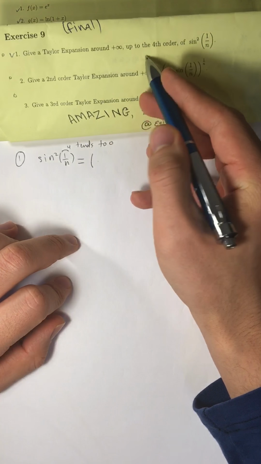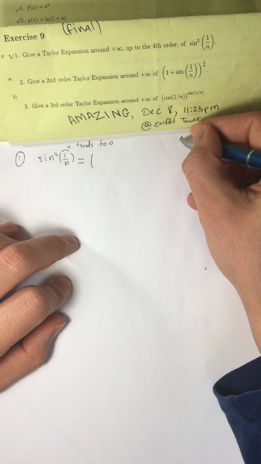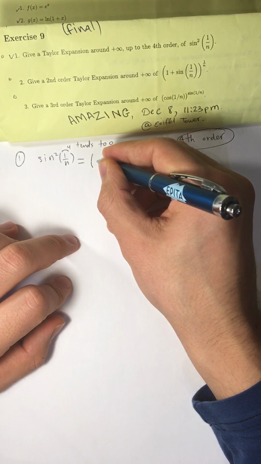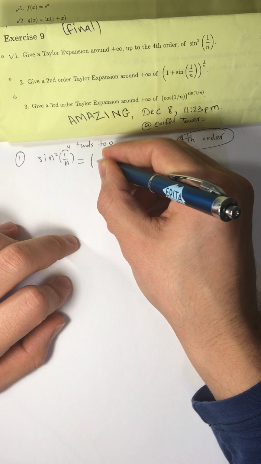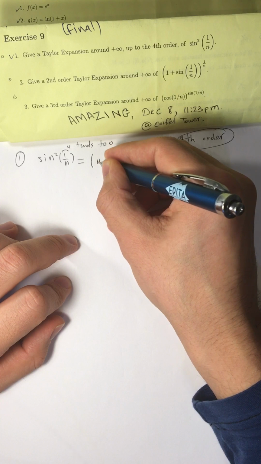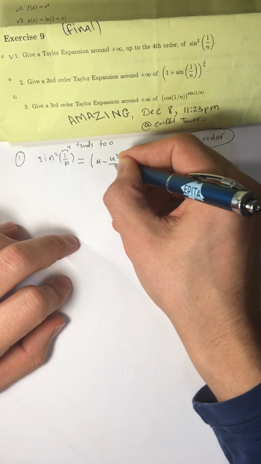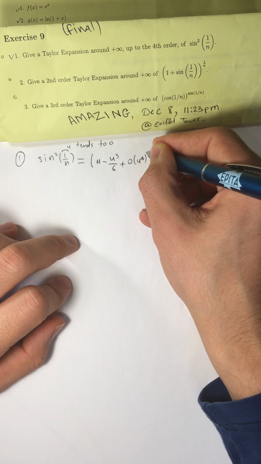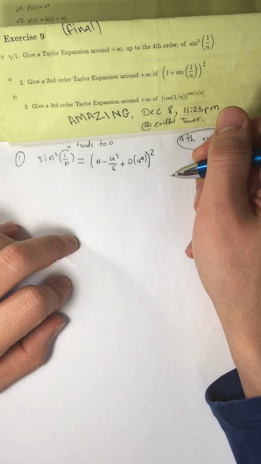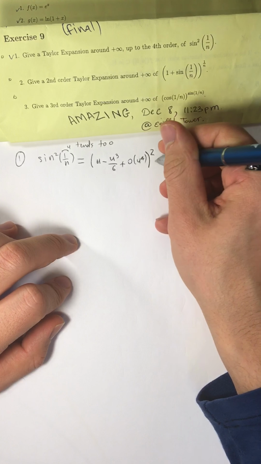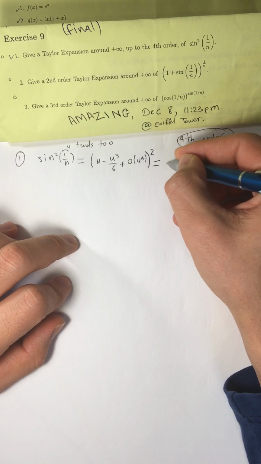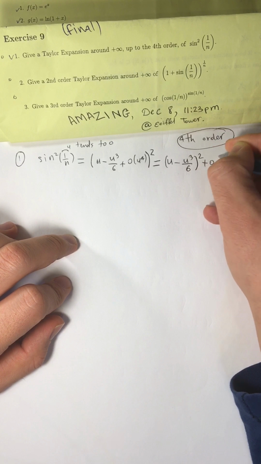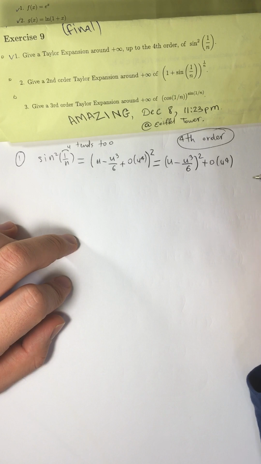what's the question? Well, fourth order, right? So I'm going to say fourth order here. According to the question, basic formula number 4, you are going to have u minus u cubed divided by 6 plus o(u to the 4). Okay, and now n square. From here you can go to (u minus u cubed over 6) squared plus o(u to the 4). Okay, I'll explain why.